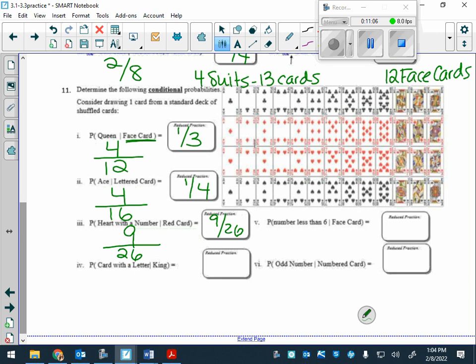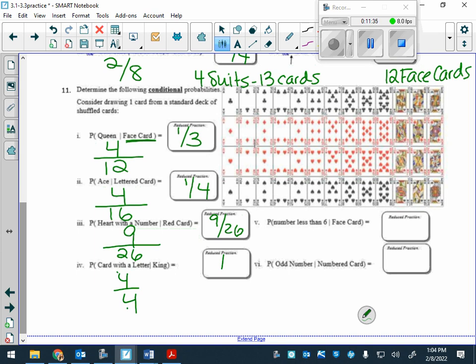Probability a card with a letter given you have kings. How many kings are there? Danielle? 4. Out of those 4, how many of them have a letter? How many? There's 4 kings. How many of those kings have a letter on them? Sawyer? 4. 4 out of 4, which is 1. It's okay. Okay, the next one.